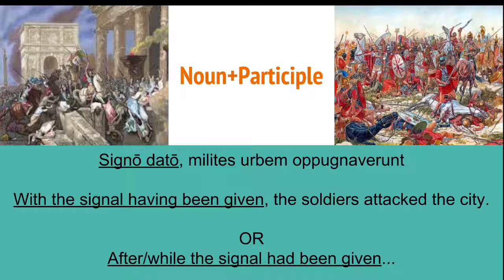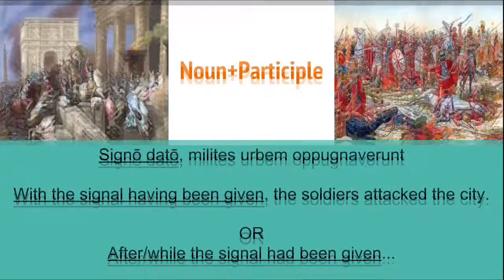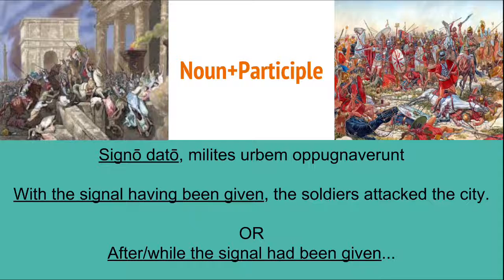There are many different versions of the ablative absolute, and the first one is a noun plus a participle. So the ablative absolute in this sentence is signo dato. So signo is the noun and dato is a participle. So one translation is with the signal having been given, or you can use after depending on the context of the sentence, the signal had been given.